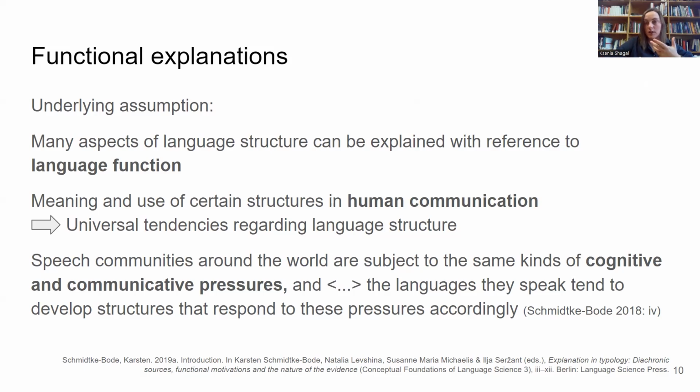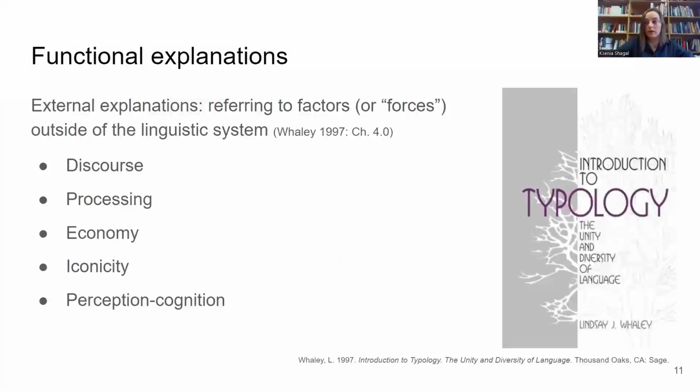This is because the way human cognition works is the same across speech communities. And well, functional explanations are not quite homogeneous, so there are different kinds of explanations. There is a very nice and very accessible overview by Lindsay Whaley in the book Introduction to Typology. So he says that all those explanations actually are external explanations in the sense that they are referring to factors or forces, another common word used in typology, that are outside of the linguistic system.